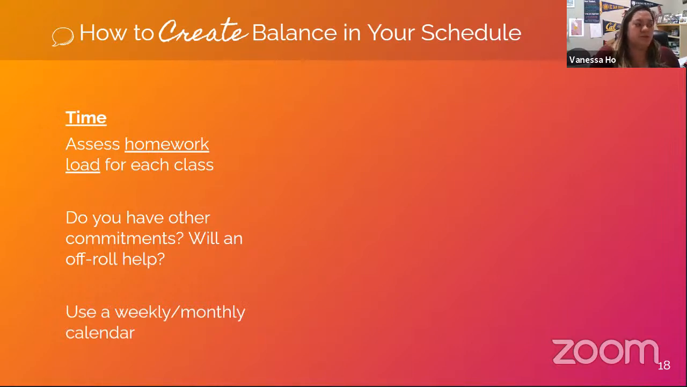And then we also encourage students to use a weekly or a monthly calendar, and that can help them create that time and that balance. Sometimes I think when we get overwhelmed and we have so much on our plate, it's important to really be able to spread those things out throughout the week and see where we can attack those things and really try to do all of our to-dos.